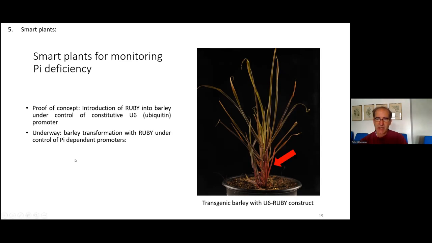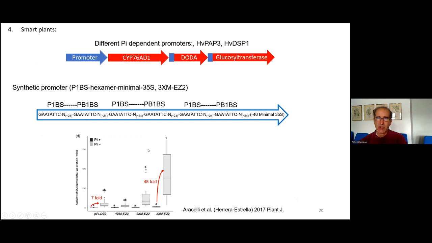And the next step was then to use different promoters. That's what she did. So we have already PAP3 and TSP1 promoter fused to this construct and introduced into barley plants, and this is underway right now. During these experiments, we came to the point that we were not convinced, and we don't know yet, that the expression of these promoters would be strong enough to make a clear-cut difference. If you go to various phosphate concentrations, you might run into problems that the accumulation of the ruby might not be sufficiently visible.